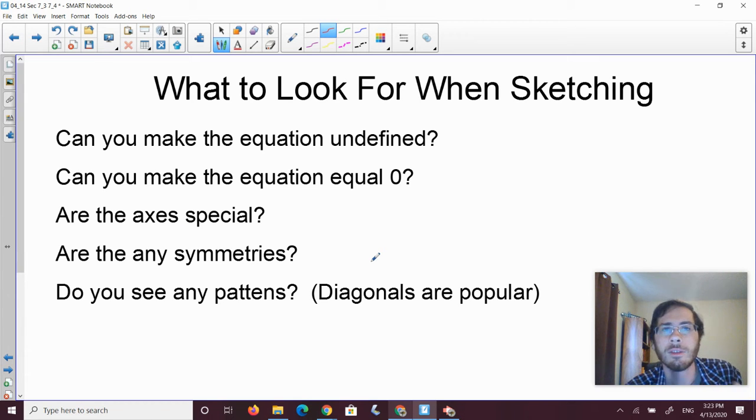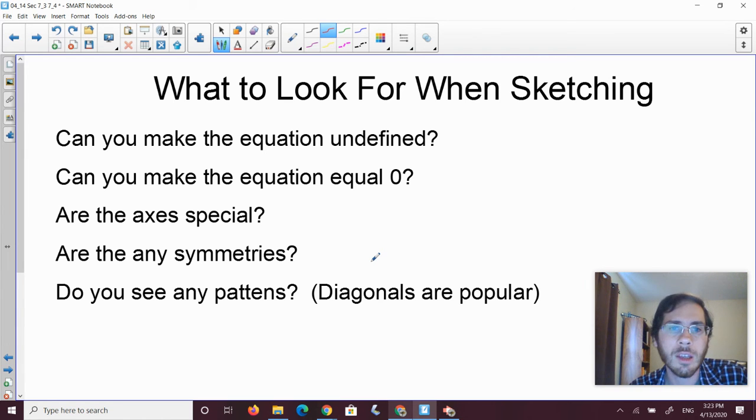So try and find equations that are undefined, make the equation 0, look for special axes, so we did for the x's and the y's. Look for any symmetries, so we did look for that, so we looked to see, hey, where was it the same in one place as the other? And then do you see any patterns?